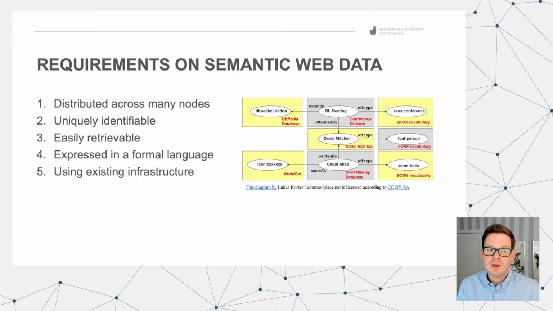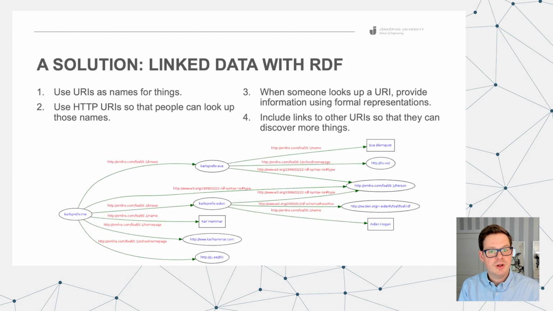We also need data to be easily retrievable using some sort of standardized method. And we need to express the data using a formal language, and that goes back to what I spoke of before, the semantics and the syntax. And ideally, we want to use the existing infrastructure and technology that we already have instead of reinventing the wheel. So those are some requirements in order to publish and achieve this semantic web of the future. And one proposed solution to this then is, I've mentioned RDF, the Resource Description Framework.